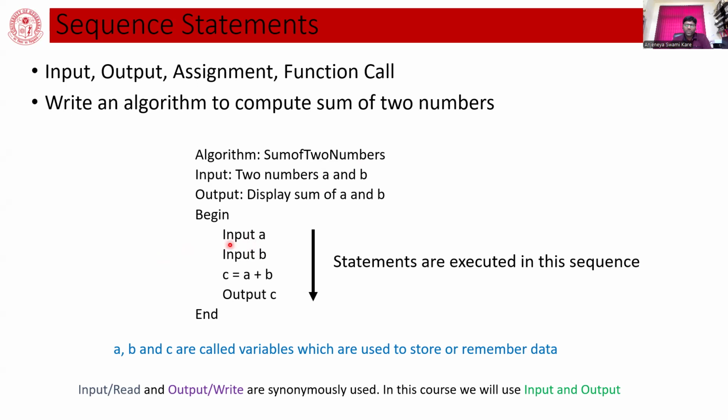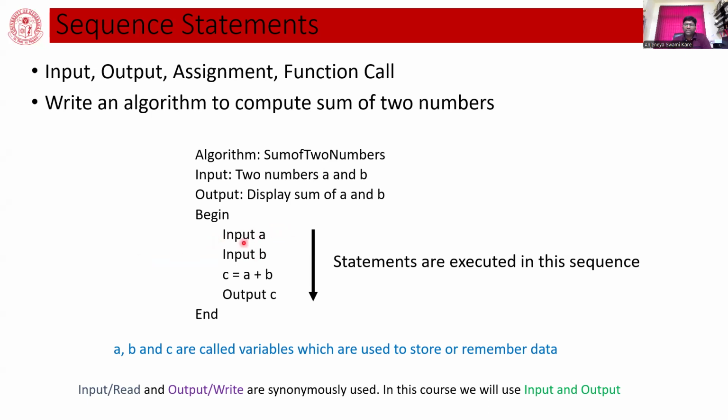So obviously we need to take input for variable A and for B. These are called variables. A and B are variables because their value changes during the execution of the program. For example, if A is entered as 10, its value will be 10. If A's value is entered as 20, its value will be 20.